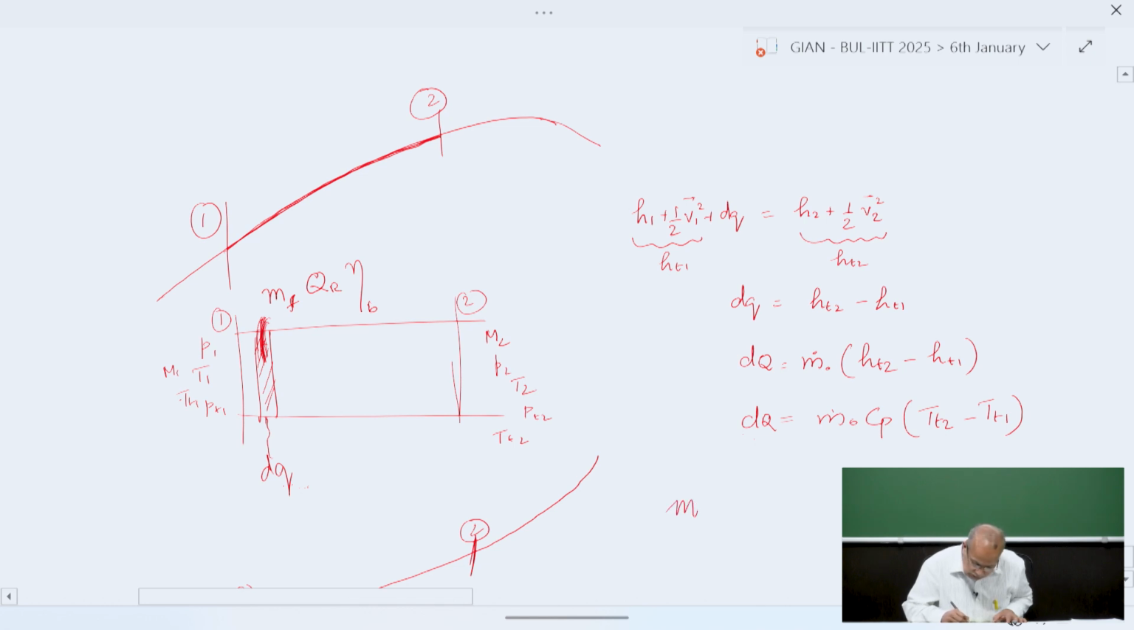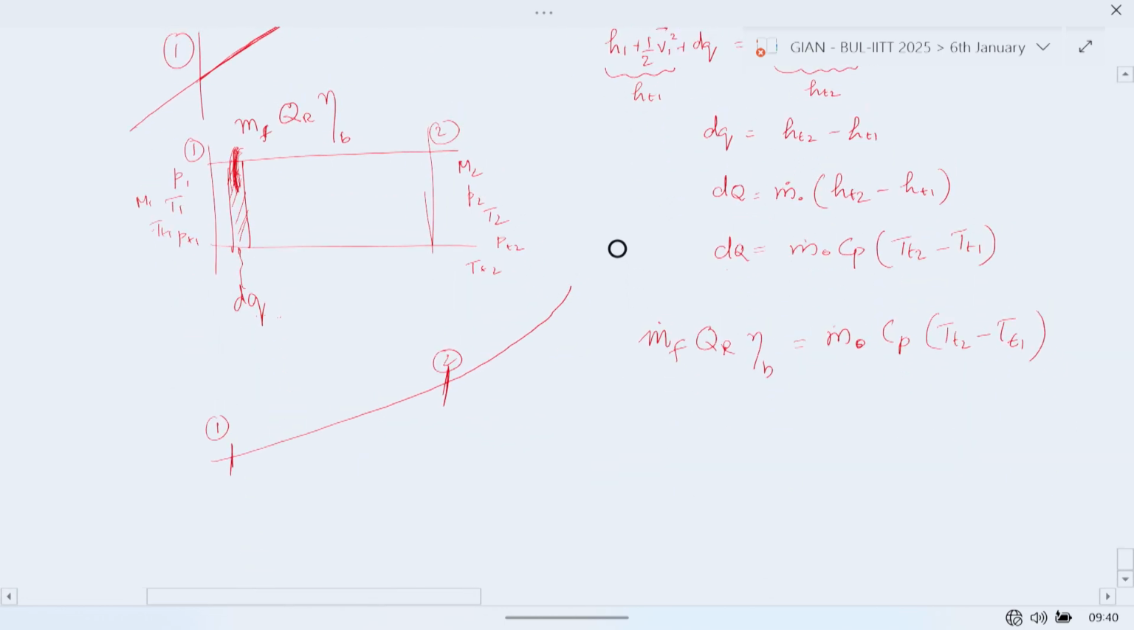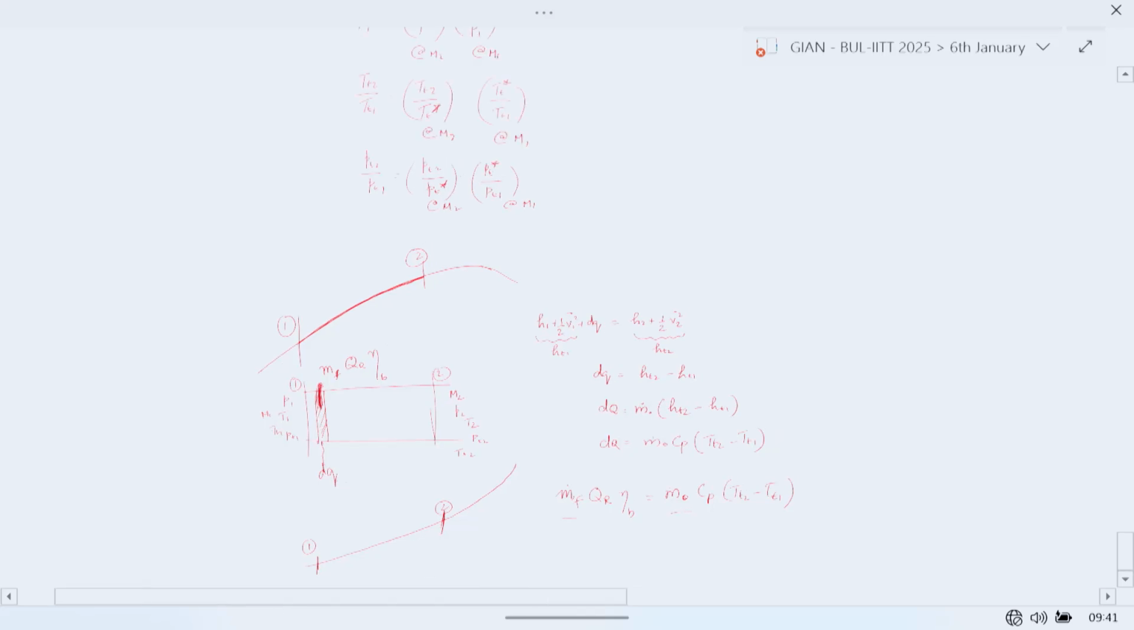So we can write here m dot f QR times the efficiency of the burner is m dot o Cp, TT2 minus TT1. Now since m dot o and m dot f are given, we can also calculate the air fuel ratio or fuel air ratio depending on other parameters or not. This can be done through the Rayleigh theory.